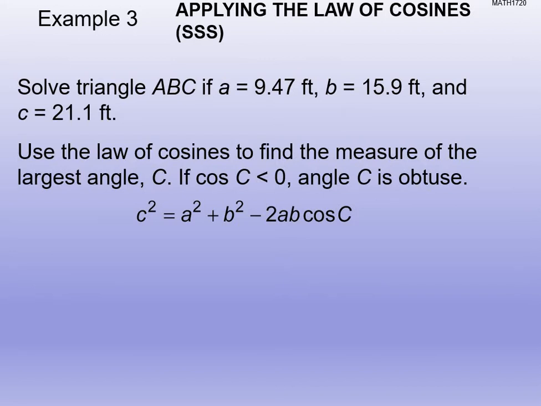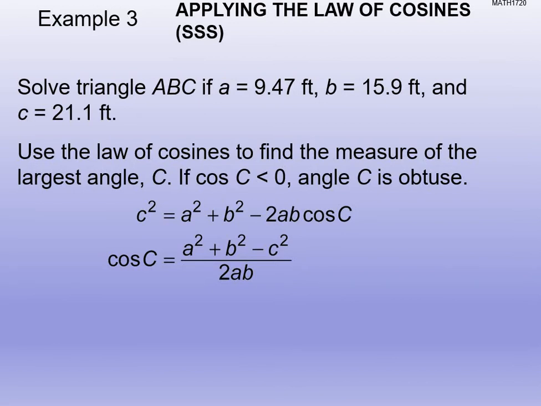So I'm going to subtract a squared from both sides, subtract b squared from both sides, and divide by negative 2ab. Just basic algebra skills that we have to go through to solve that. So to find cosine of C, it's going to be a squared plus b squared minus c squared all over 2ab. Remember that when we divided by that negative 2, it changed all the signs on everything. It changed the sign on a squared, on b squared, and on the c squared. So that's how the signs changed.